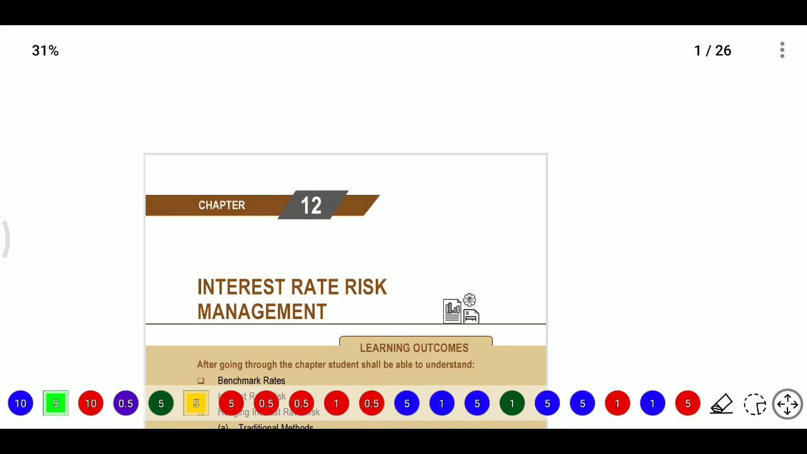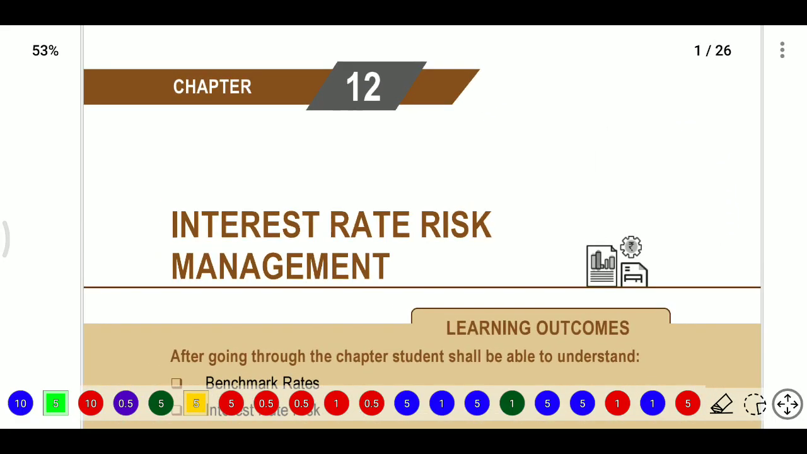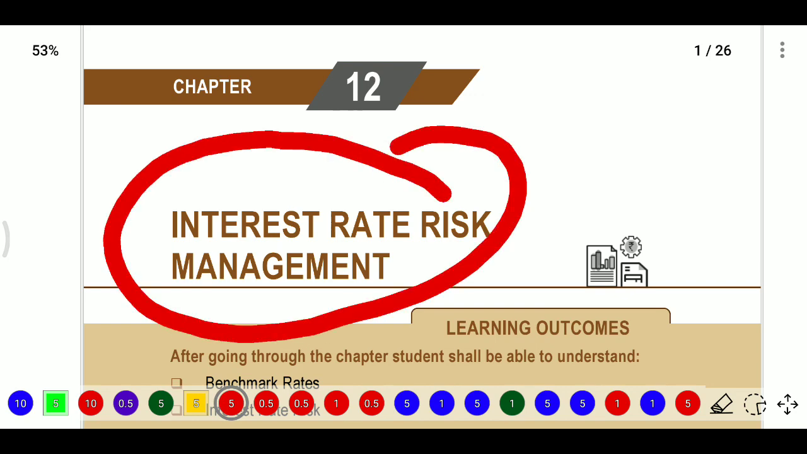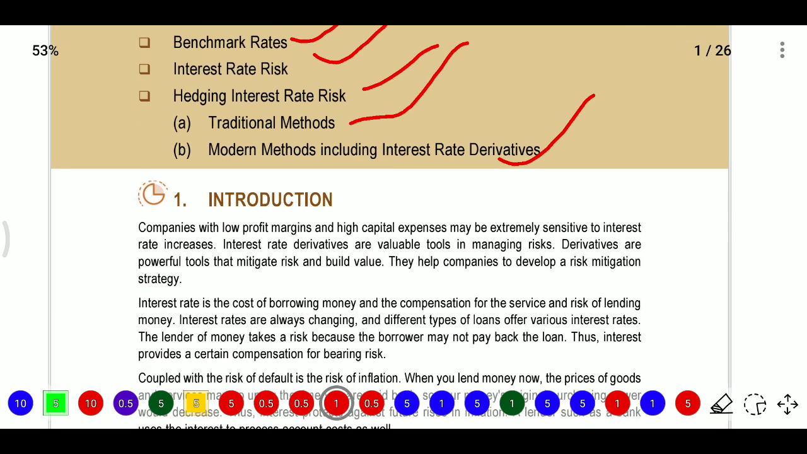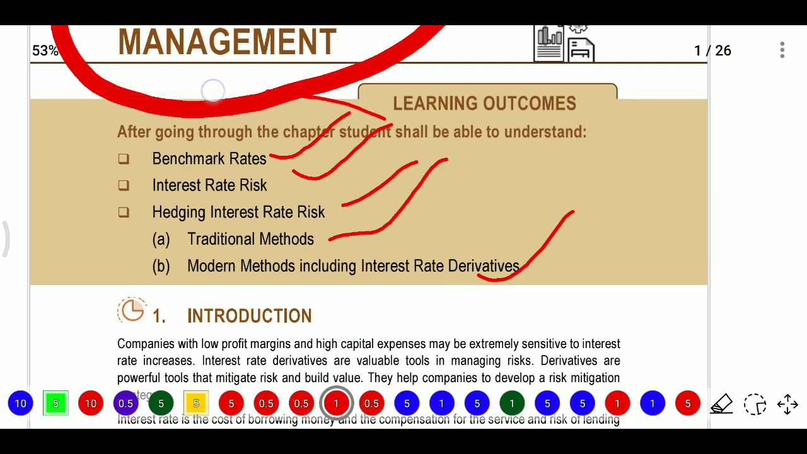Welcome friends. In this video we are going to start with interest rate risk management. So chapter 12 in AFM subject, CA Final. What we learn from this chapter: benchmark rates, interest rate risk, hedging interest rate. So how we can hedge in traditional methods and modern methods. This will include interest rate derivatives. This is the concept we will learn from this chapter.